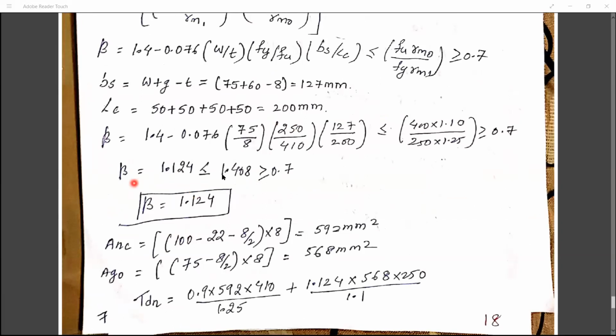This condition needs to be satisfied, students. Beta should be less than 1.408 and it should be greater than 0.7. So the beta value is 1.124. So now go to ANC.